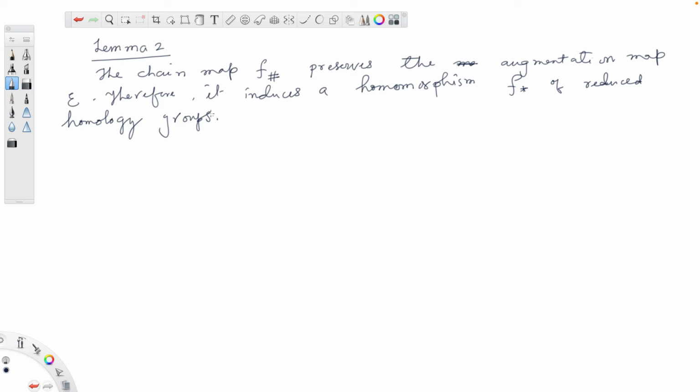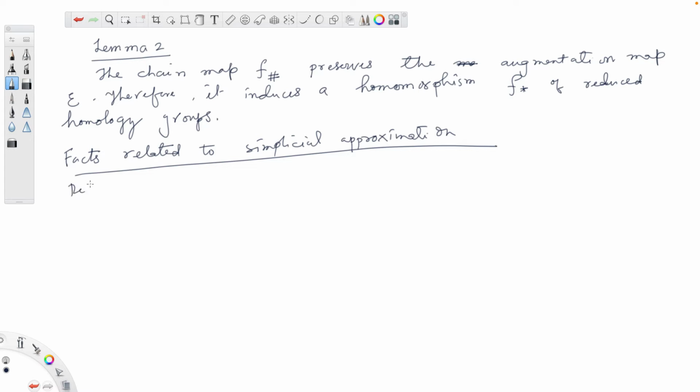Okay, now a few facts. I'm not going to prove this statement of Lemma 2. I now state a few facts related to simplicial approximation. Definition: let h from mod K to mod L be a continuous map. Okay, just a continuous map between these two topological spaces.